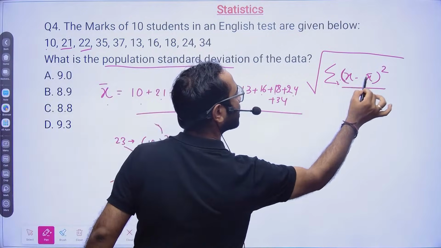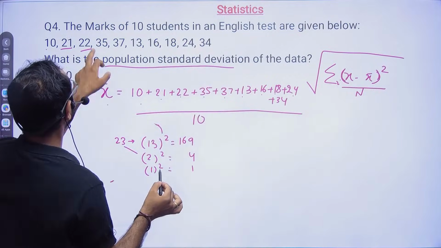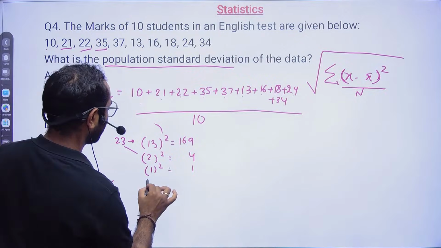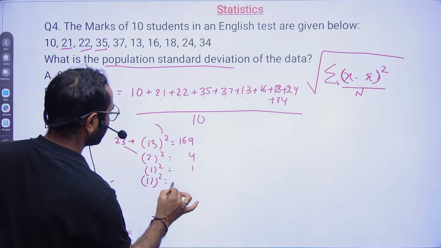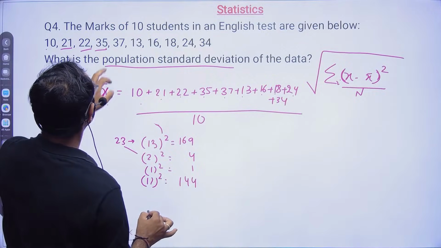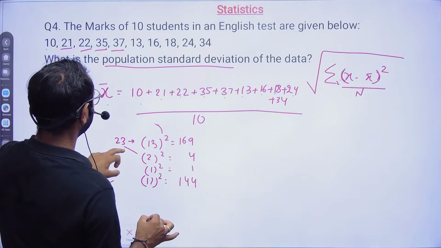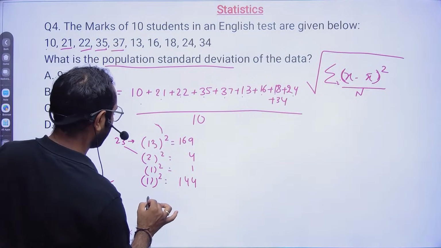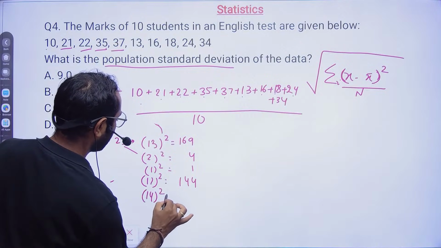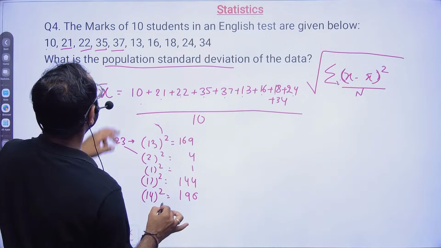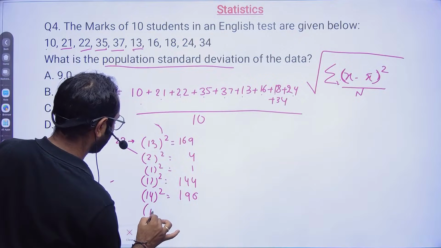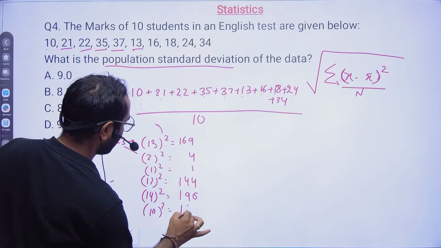So basically we are calculating this and we will be adding it. Then 35. So it is 12 square. So 12 square is nothing but, sir, 144. Then 37. So 37 is nothing but, sir, 23 and 14. So sir, 14 square here, that is nothing but 196. Then we have 13. So sir, 10 square, right? So it will be 100.